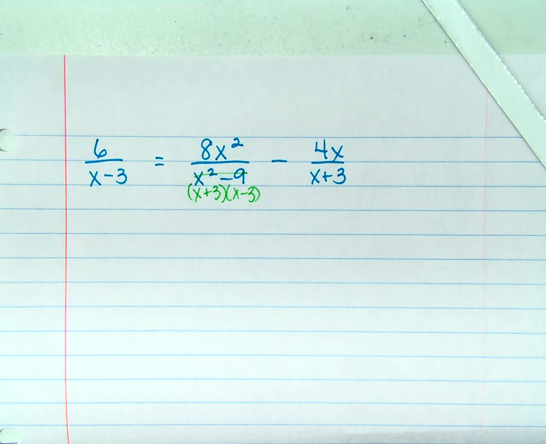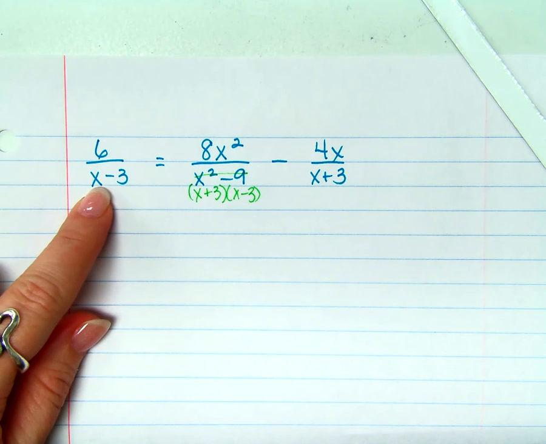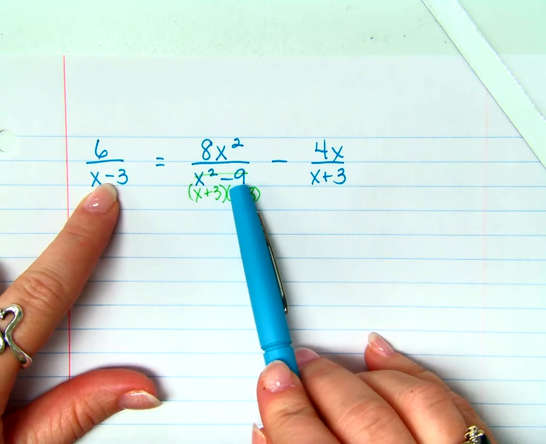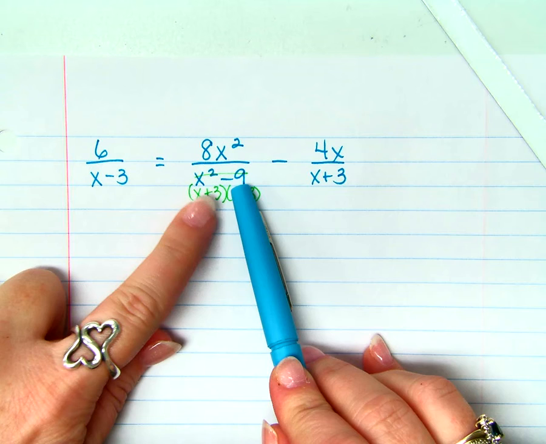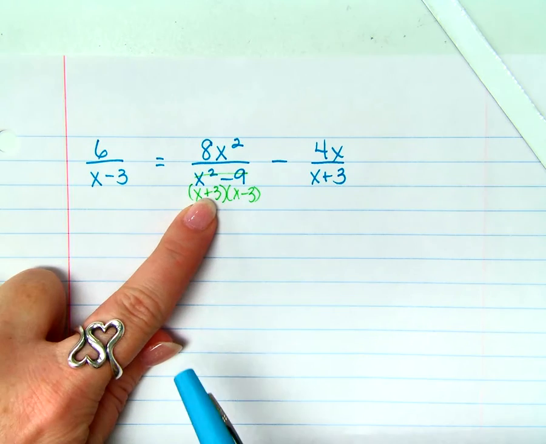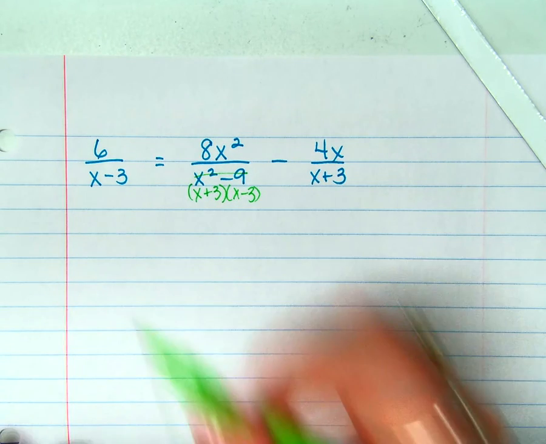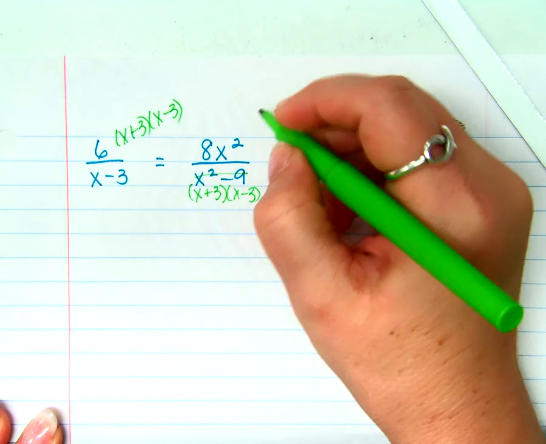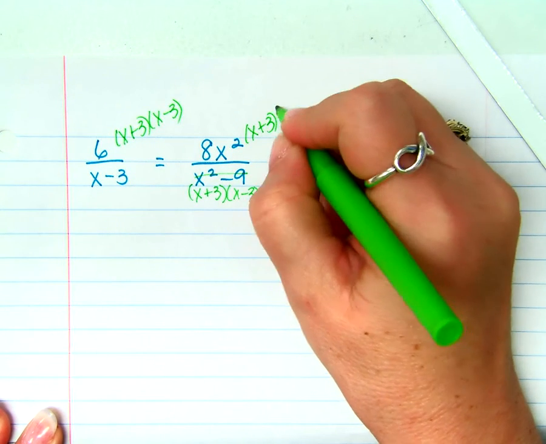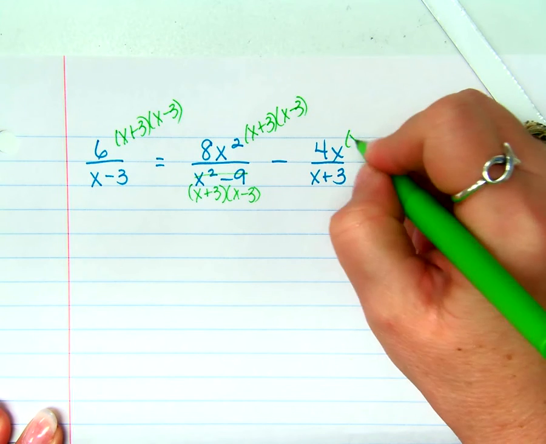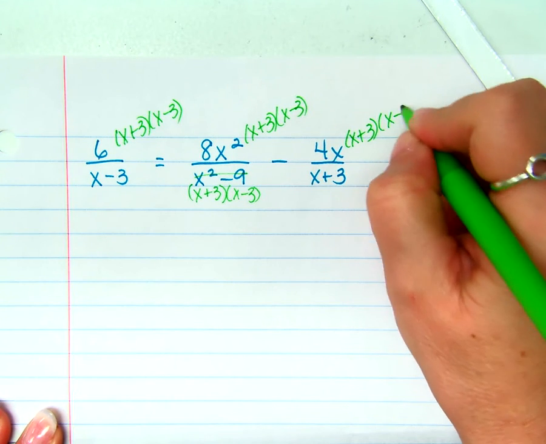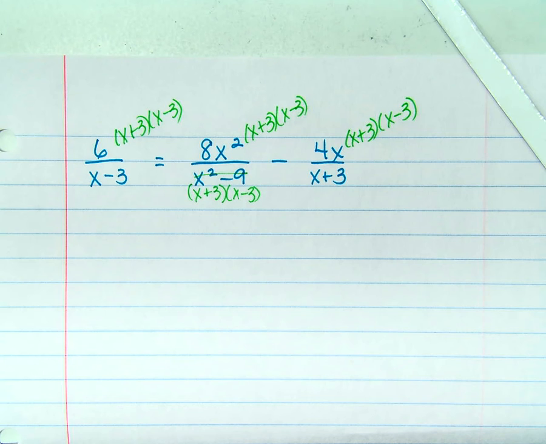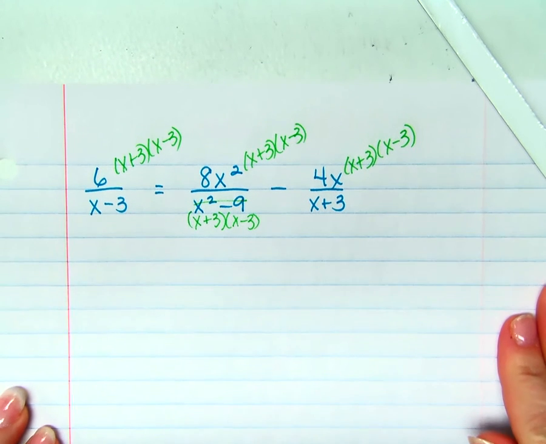What do you think our common denominator is going to be? We got to have all the factors that are there. So I need an x minus 3. Well, this one already has an x minus 3, so that's nice. I need an x plus 3. Well, this one's already got an x plus 3. So what's my common denominator? X plus 3, x minus 3. Good thinking.